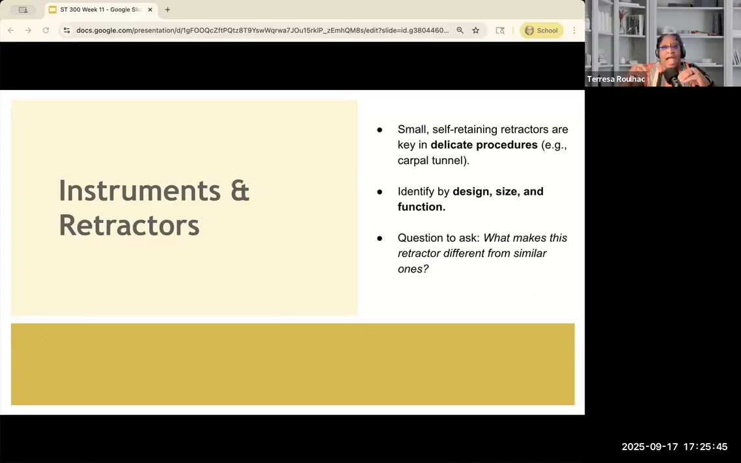Think about how big an Army Navy is. Look closely at the instrument's design. Is it handheld, self-retaining? What does its size tell you about the use? That's going to be really big.